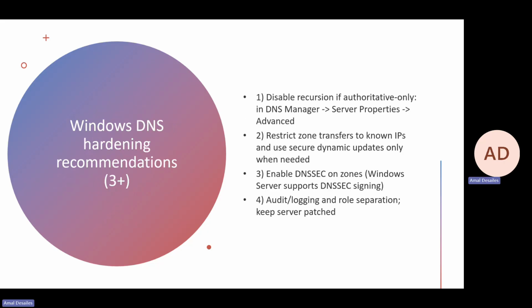Then the DNS hardening recommendations. Disable recursion if the server is authoritative only, same as the other one. Then restrict the zone transfers and enable secure dynamic updates only where needed. Also, same as the other one, enable DNSSEC on zones for data integrity. Additionally, audit the logs and keep the server patched. Very important.